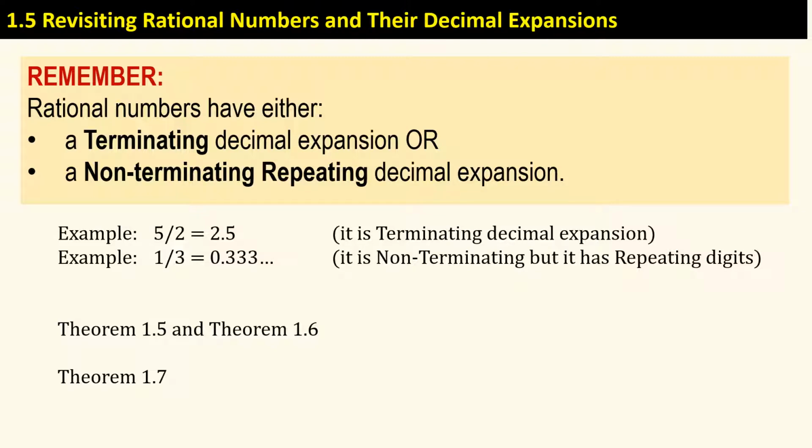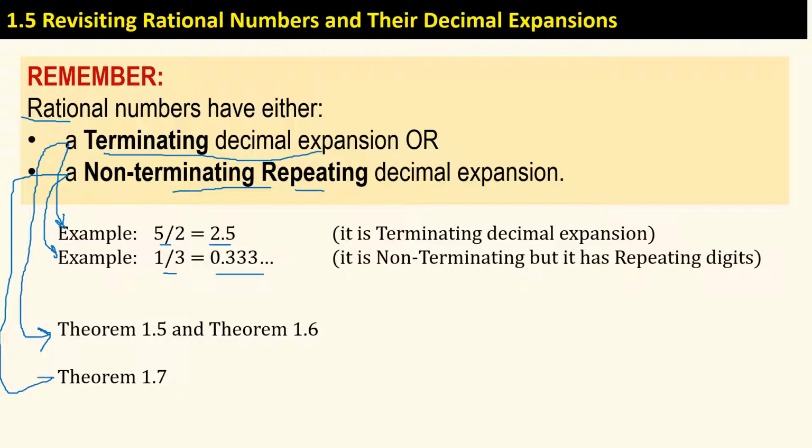But before we proceed ahead, remember that a rational number can have either a terminating decimal expansion or a non-terminating but repeating decimal expansion. An example of a terminating decimal expansion would be 5 divided by 2, which is equal to 2.5, and an example of non-terminating and repeating would be 1 by 3, which is equal to 0.333, and so on. For the first part, the terminating decimal expansion, we have theorems 1.5 and 1.6, and for the second, non-terminating but repeating, we have theorem 1.7.